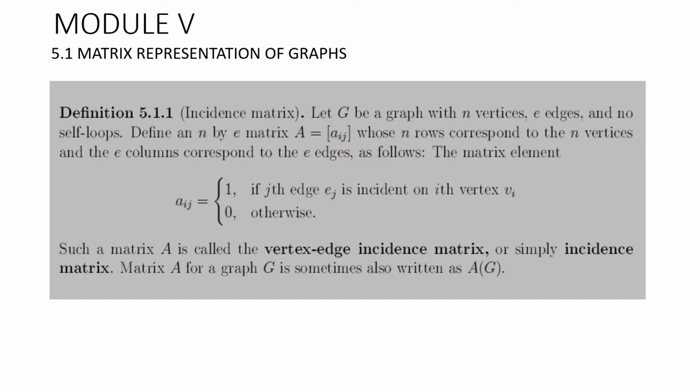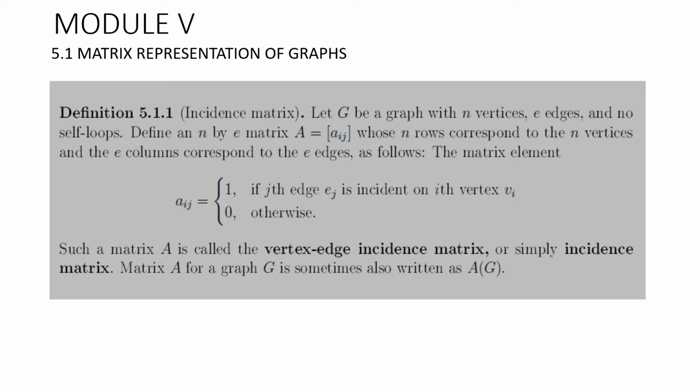Matrix representation of graphs. First one is the incidence matrix. Let G be a graph with n vertices, e edges and no self loops. We define a matrix A as an n by e matrix where the n rows correspond to the n vertices and the columns correspond to the e edges as follows.